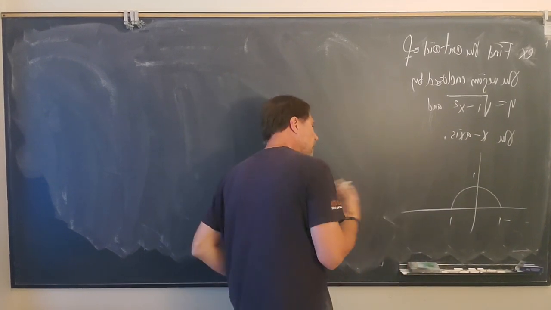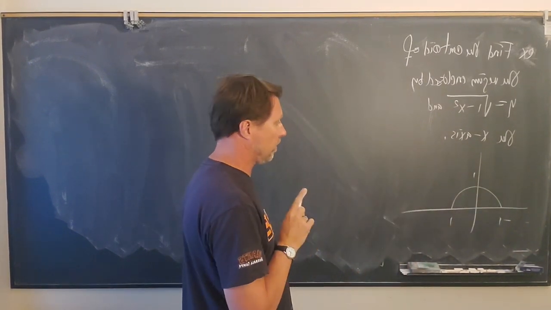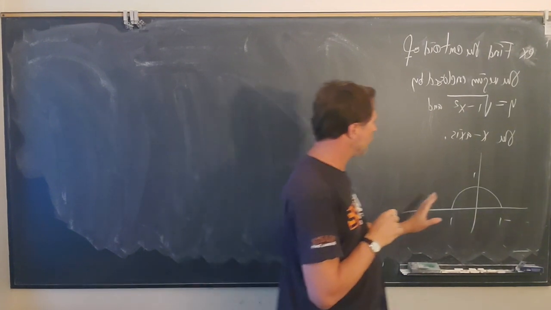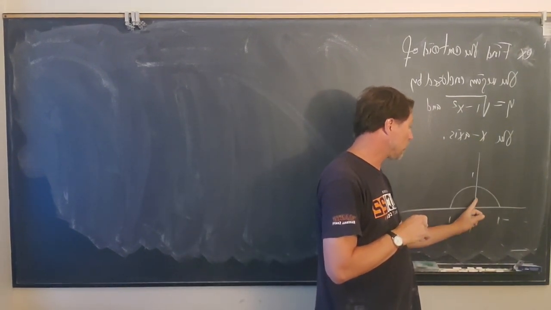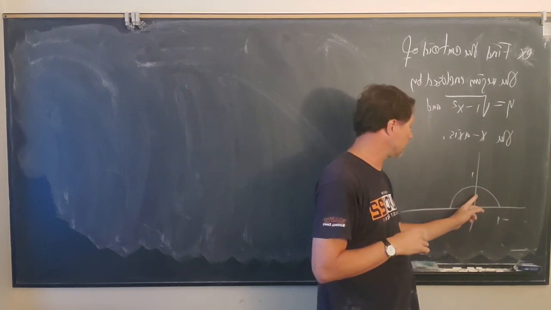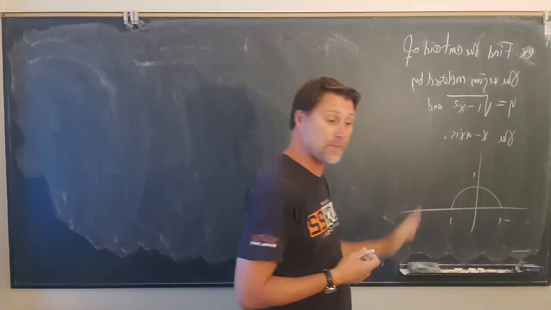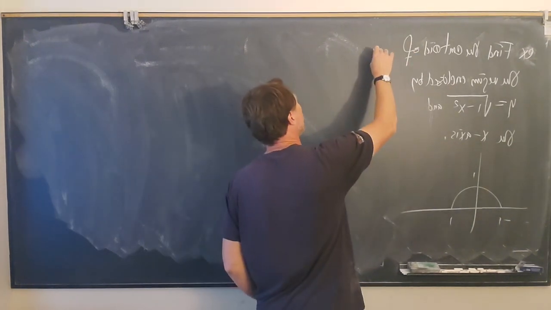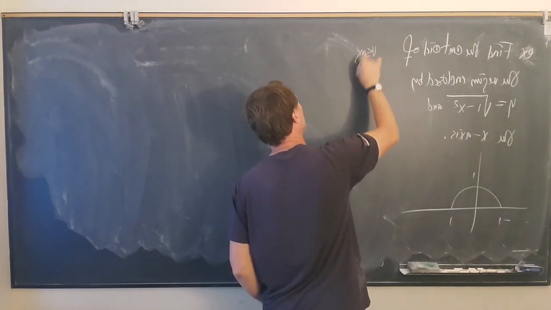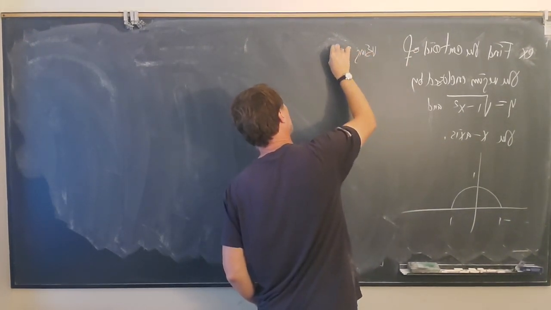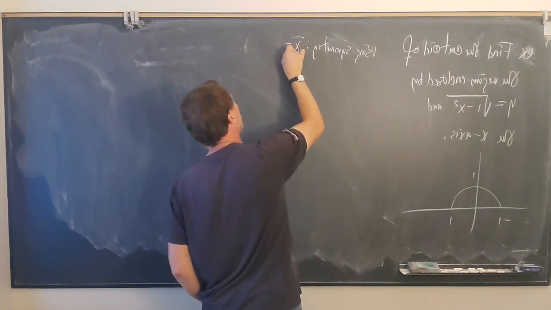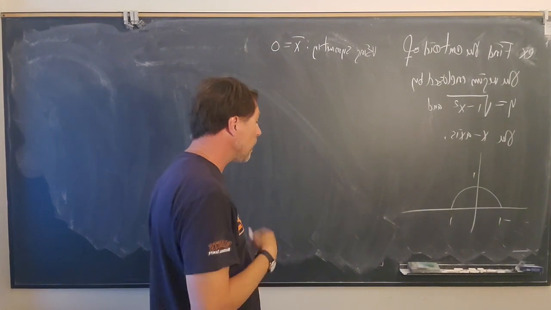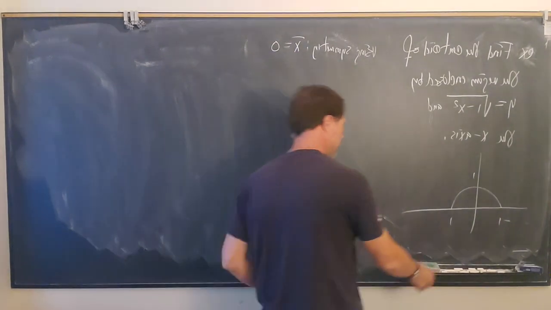Now, a couple of things to notice. First of all, because the density is uniform, using symmetry, we can shortcut the process. We can say, oh, x bar has to be right in the middle. So let's say using symmetry, x bar equals 0.